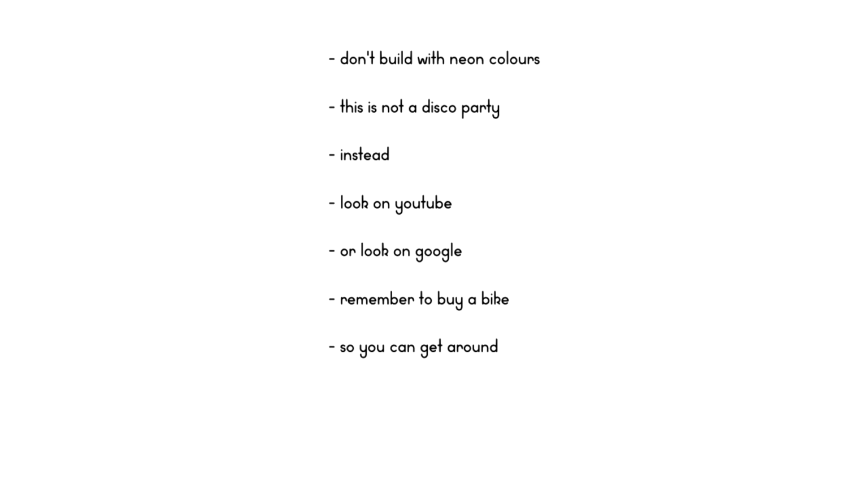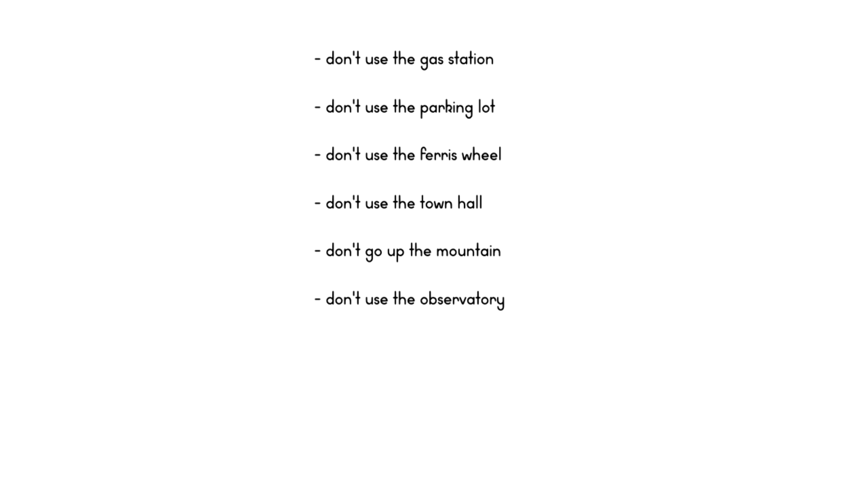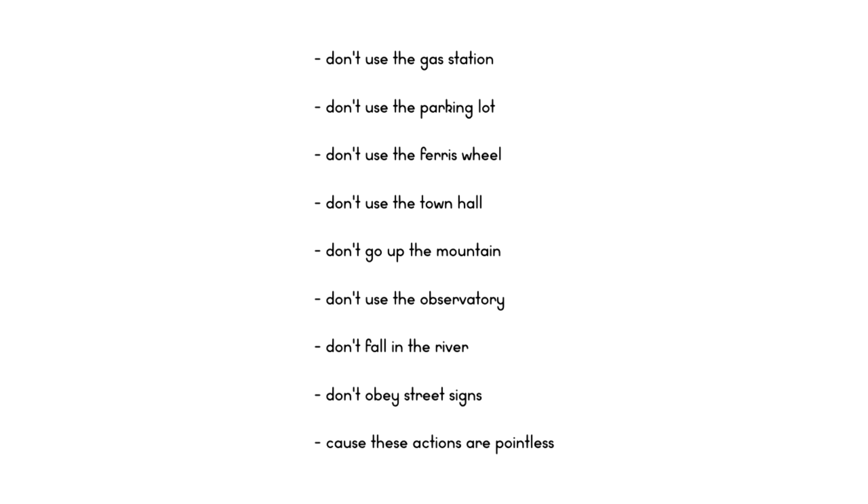Remember to buy bikes so you can get around. Don't buy a car. They're slow and expensive. Don't use the gas station. Don't use the parking lot. Don't use the Ferris wheel. Don't use the town hall. Don't go up the mountain. Don't use the observatory. Don't fall in the river. Don't obey street signs, because these actions are pointless.